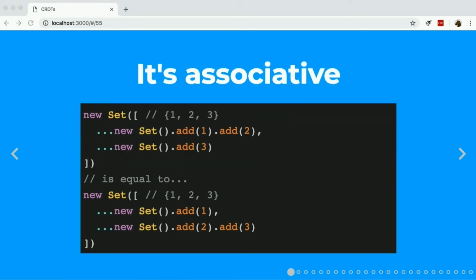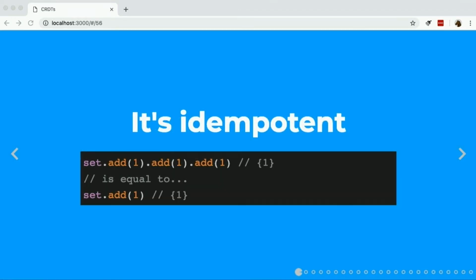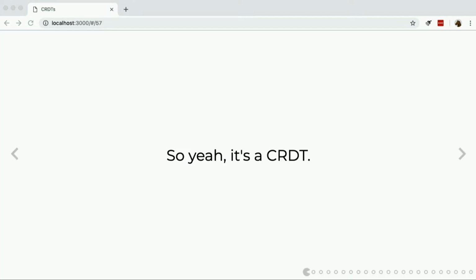It's associative because if you add different groups of things, if you merge them in different orders, it doesn't have an effect. It's still the same thing. And also, it's idempotent. Things are deduplicated. That's kind of the whole point. So yeah, it's a CRDT.